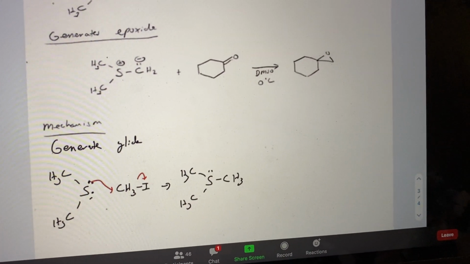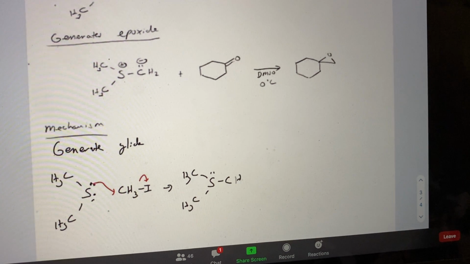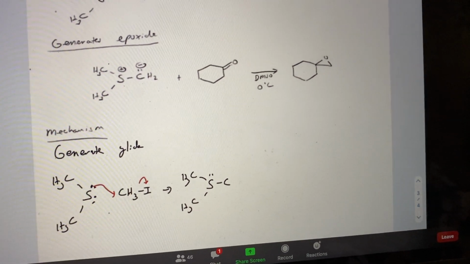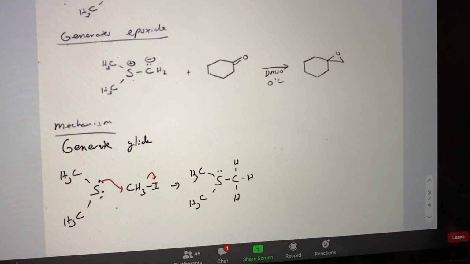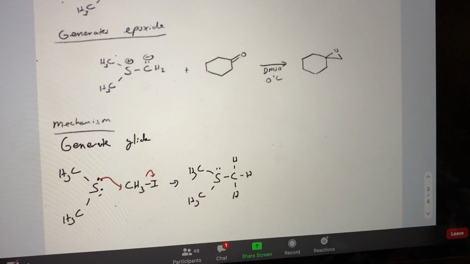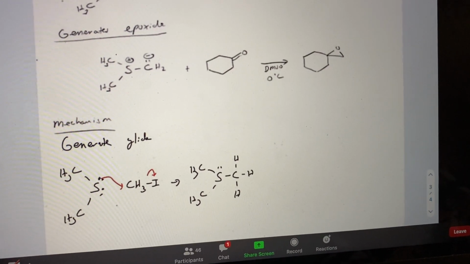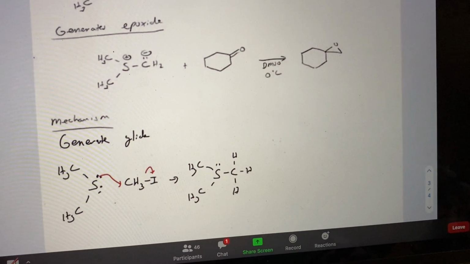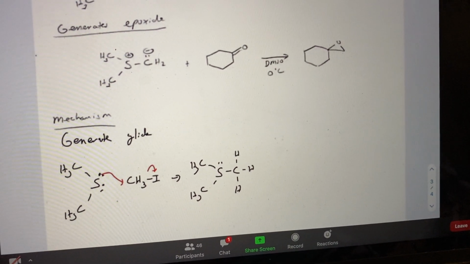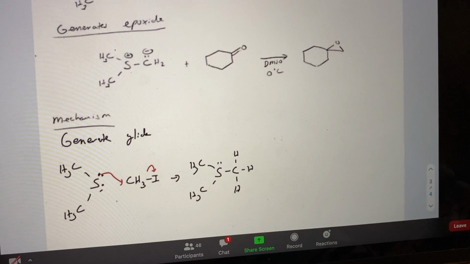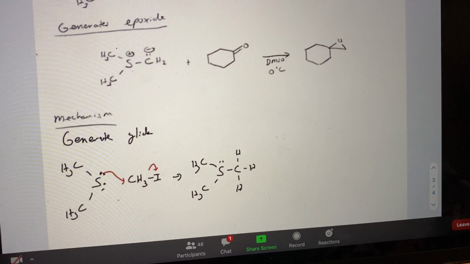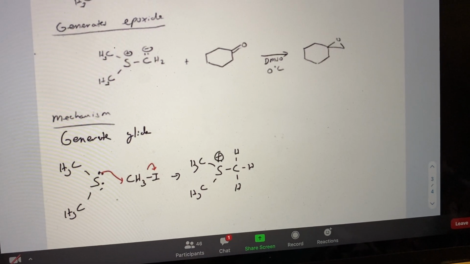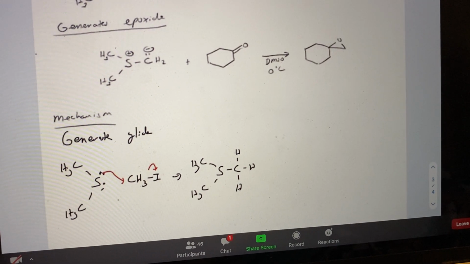And actually, why don't I draw this a little bit better? Sorry, erase the notes here. We could use any one of the methyl groups. They're all the same. I'm just going to use the one on the right because it's a little bit further away from the others. Now we want to generate our ylide. In this first step, sulfur gave up a pair of electrons to form a bond with the carbon. It now has a positive formal charge.